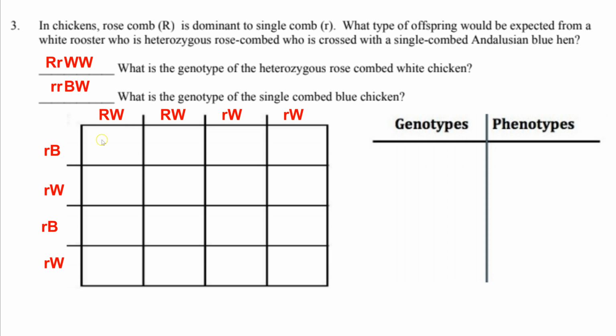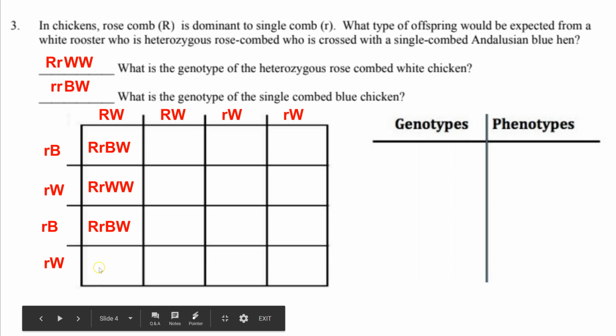Okay, so now I have my gametes across the top and down the side, and I'm just going to combine them. So this one is big R, little r, BW. This one, big R, little r, WW. This one is big R, little r, BW. I'm putting them in alphabetical order. And last one is big R, little r, WW.